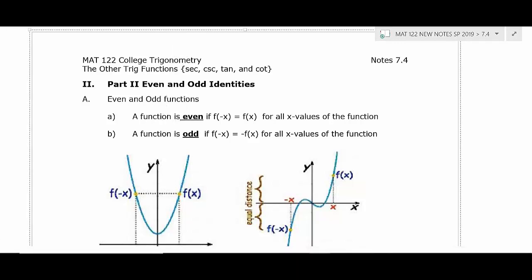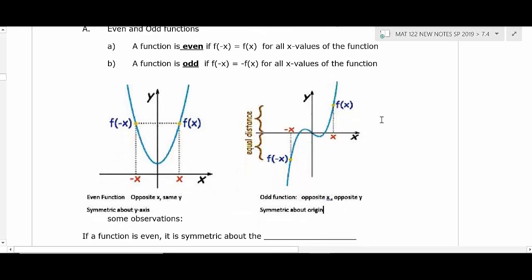So basically, a function is even if f of negative x equals f of x for all values of the function x. I'll explain what that is in just a minute. And a function's odd if f of negative x equals negative f of x for all x values of the function. So if you look at these two diagrams right here, here's an example of an even function.